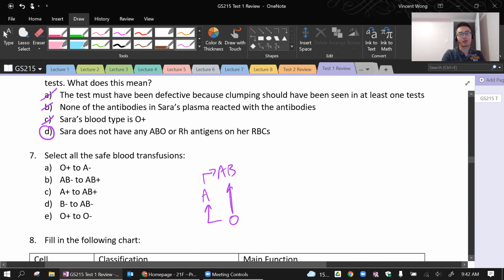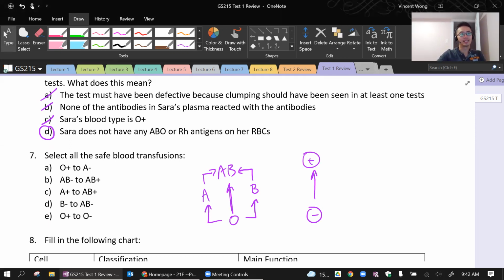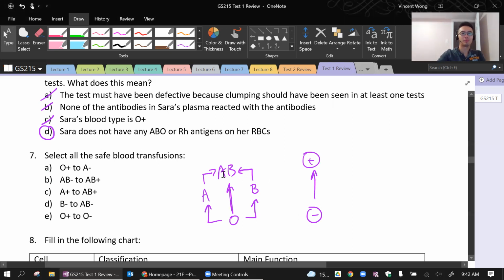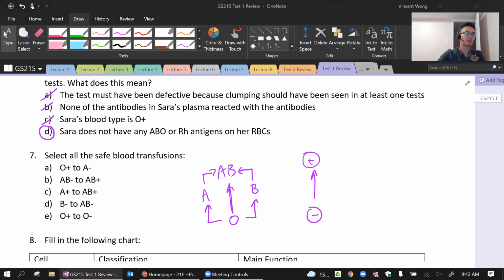I am not joking when I said put this on a sticky tag and stick it to your monitor. It will help you on the test, okay? It's okay, it's not cheating. I allow you to do this, okay? I give you permission to do it, okay? So use this chart, it will help you with these questions.